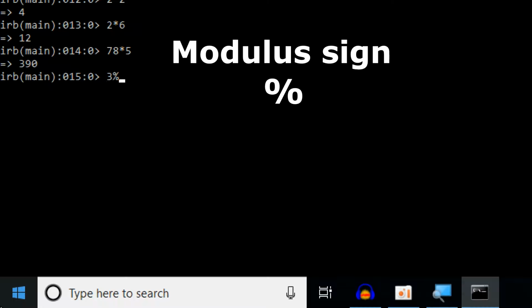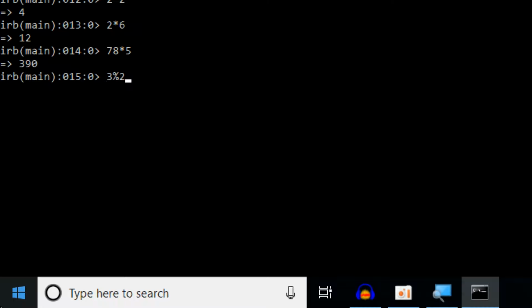Modulus is next. Modulus is written with a percentage sign. So 3 modulus 2 equals 1. 55 modulus 77 equals 55. 8 modulus 4 is 0.